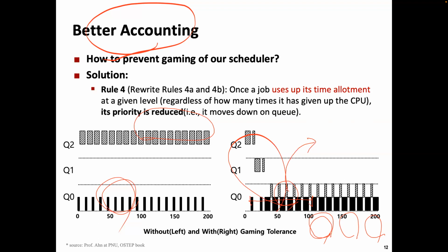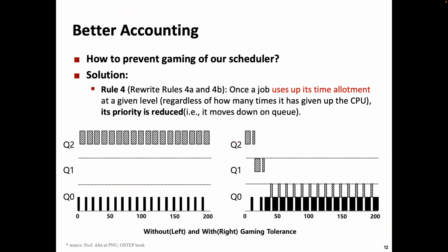Okay, so the second problem is gaming the scheduler. It's cheating, kind of cheating. How to prevent gaming of our scheduler? Solutions. Okay, so we could rewrite rule 4 and rule B. Once the job uses up its time allotment at a given level, then we reduce its priority.